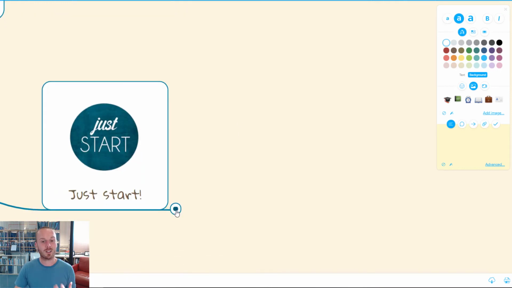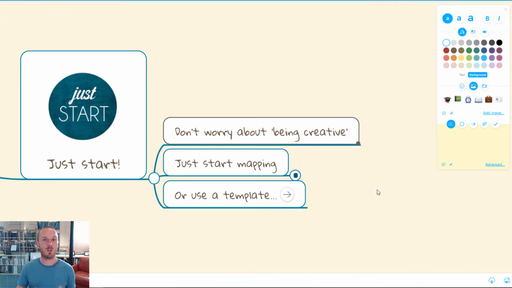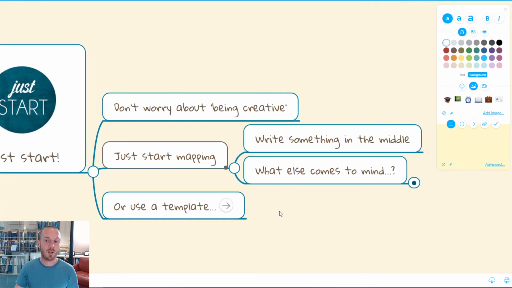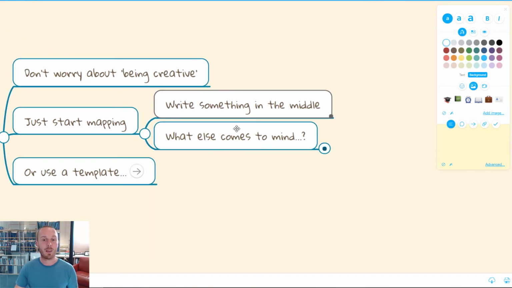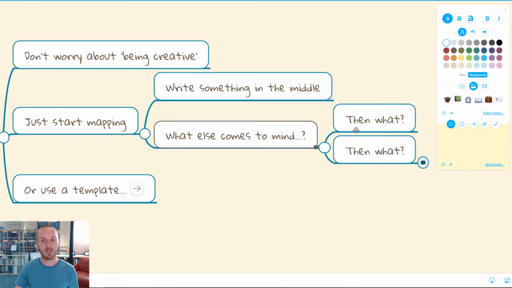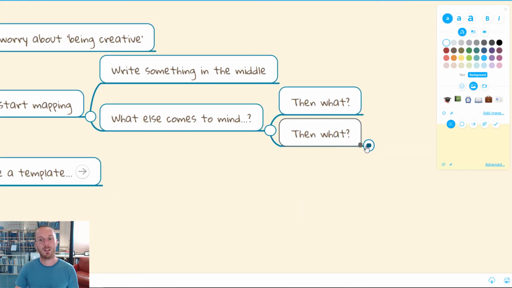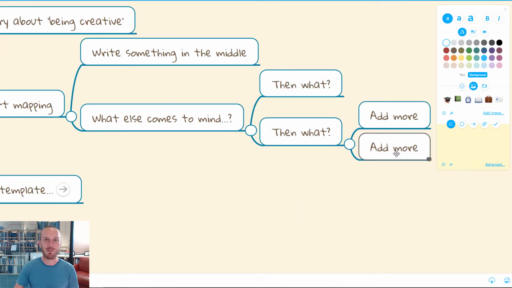So how does all of that take shape? Well, really, I would not go too far into this apart from saying don't worry about being creative. Just start mapping, and that is really just reflecting a natural creative process. Write something in the middle of a map and then just see what else comes to mind. And then what? And then what? Add more, keep building, keep going. It's actually not that complicated.